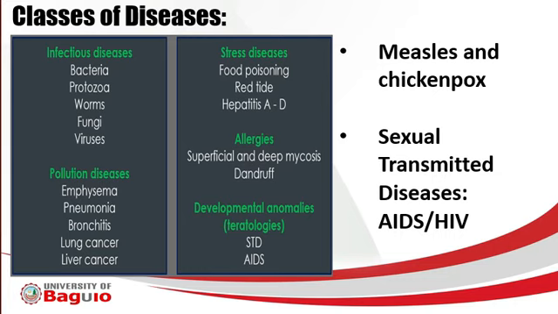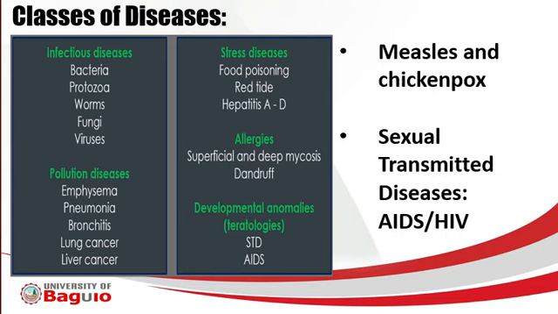That is an example of infectious disease. We also have pollution diseases. We have emphysema, pneumonia, bronchitis, lung cancer, and we also have liver cancer. So practically, if you try to look at these diseases, it is actually more on air pollution, no? Or what causes these diseases is coming from polluted air. Yan, yung bronchitis, yung pneumonia, etc.